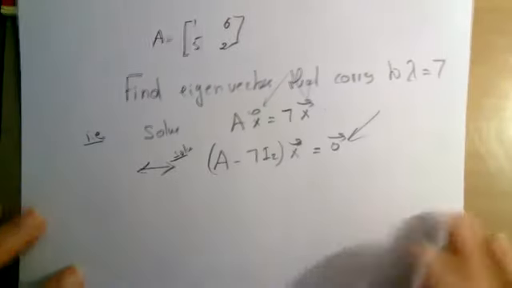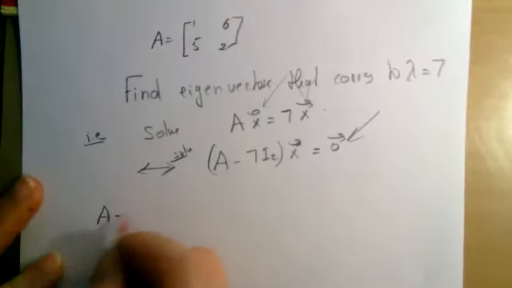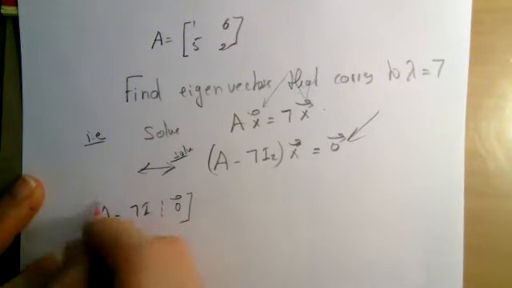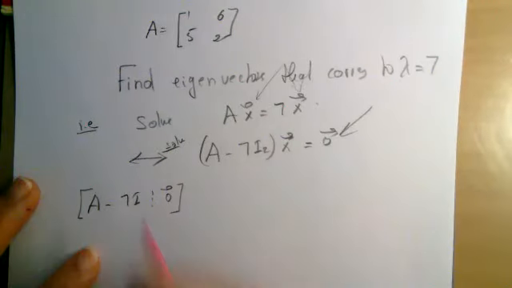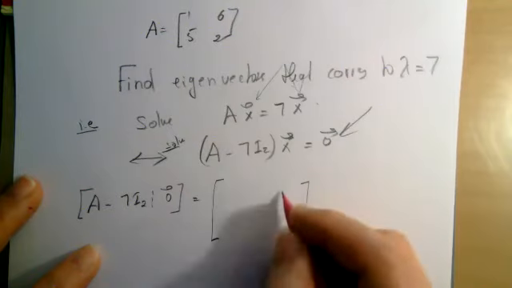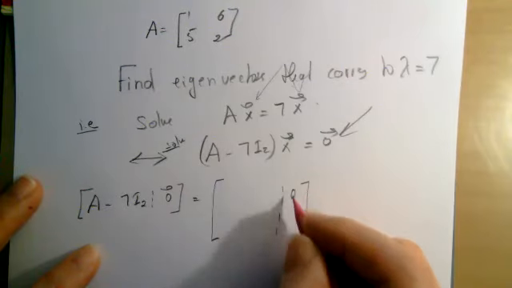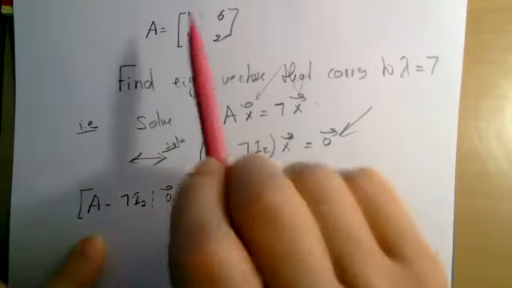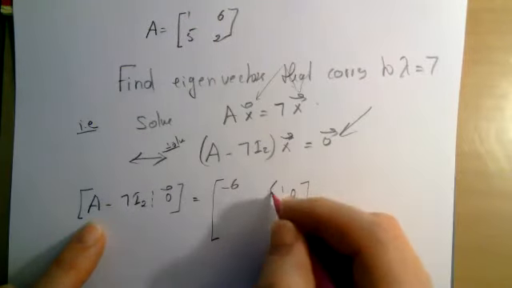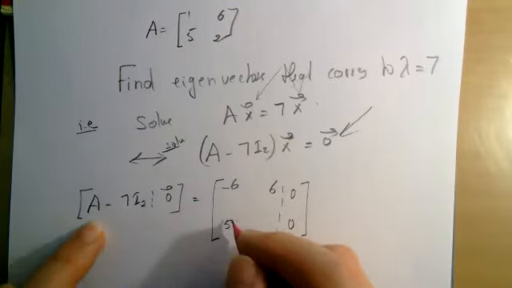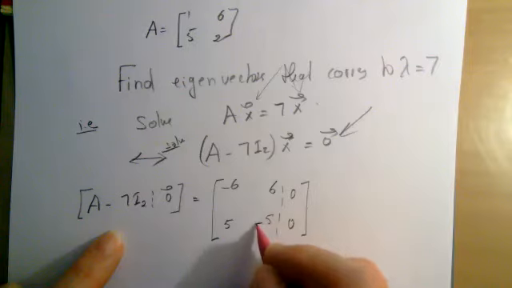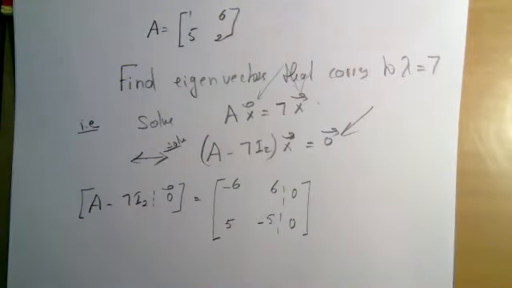So let's do that. A minus 7I times x, I'm solving a homogeneous system, equal to 0, 0. A minus 7I, I got minus 6 in here. We got a 6, we got a 5, and then we took 7 away from the 2, which gives me a minus 5. Be very careful.